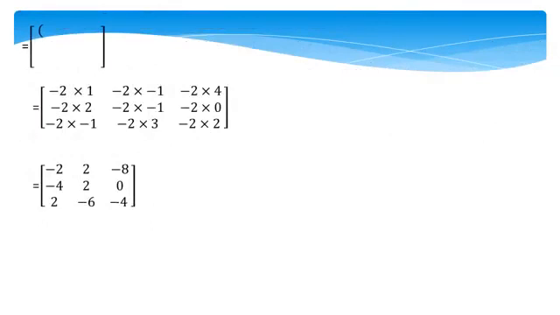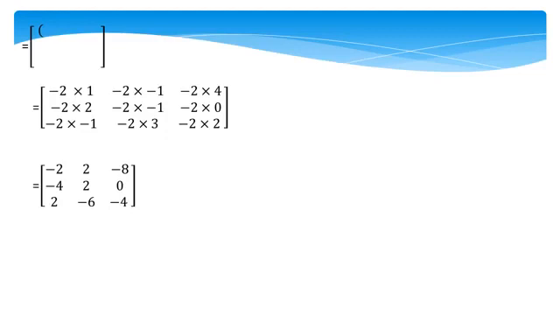Minus 2 multiplied by 1, minus 2 ones are minus 2. Minus 2 multiplied by minus 1, minus times minus is plus, and 2 ones are 2. Minus 2 multiplied by 4, minus times plus is minus, and 2 fours are 8. Minus 2 multiplied by 2 is minus 4. Minus 2 multiplied by 0, the value becomes 0.